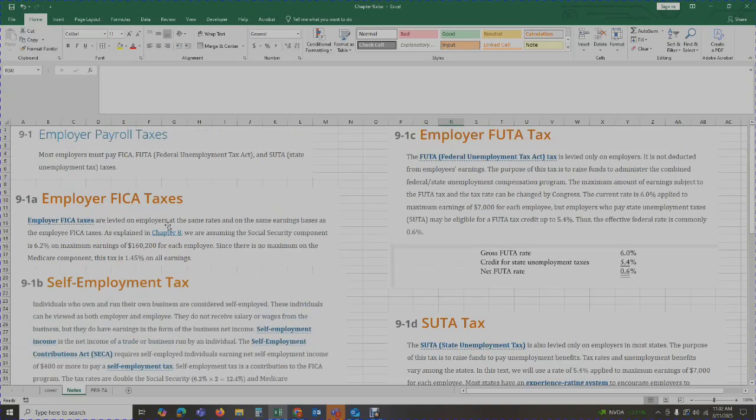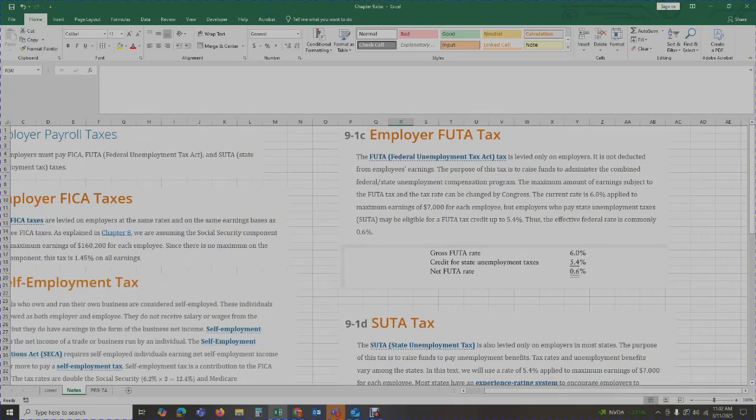Now, the FICA taxes are paid, as stated, by both the employee and the employer. Now, the FUTA and SUTA taxes, those are taxes that are only liable to the employer.